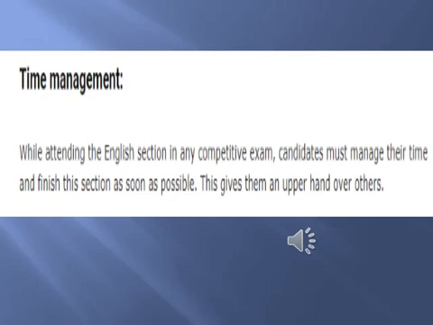If you have got stuck anywhere, maybe in the comprehension passage you have come across many difficult words, don't get stuck there. Whatever you know, first you attempt those questions. Whatever you don't know, you leave that and come back later when you attempt other questions. So this gives them an upper hand over others. So if you do well in English, you will gain a lot of confidence and definitely you will be able to do well in other examinations too.